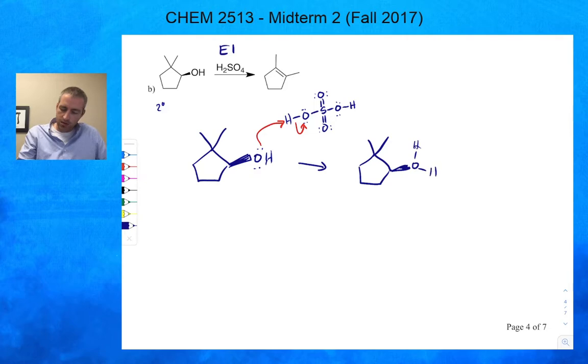This is now positively charged with 2 hydrogens. We call this an oxonium cation. And we have HSO4 minus, which is the inorganic part that flies away. Now this can then lose a molecule of water now that it's been protonated, because water is a great leaving group.